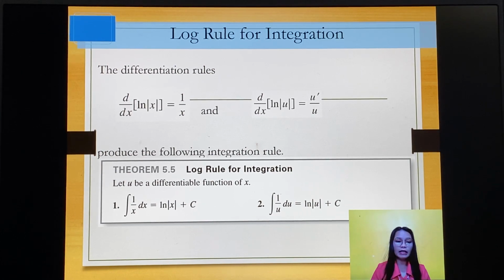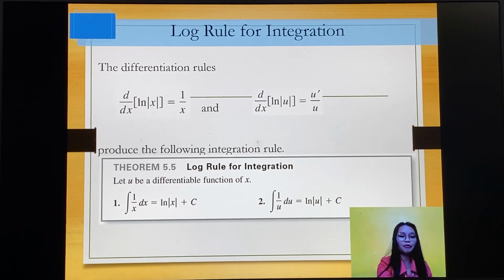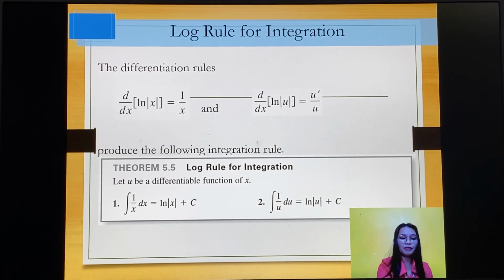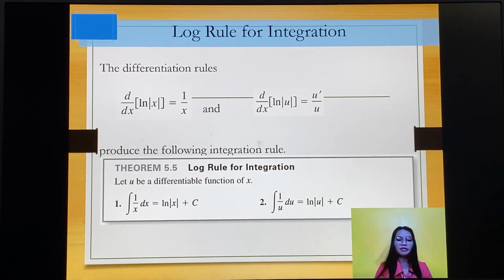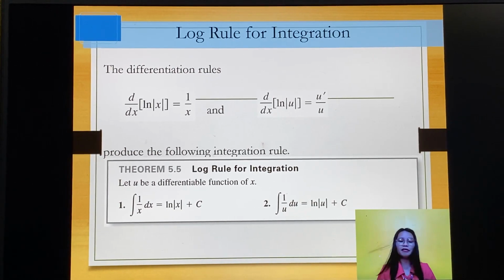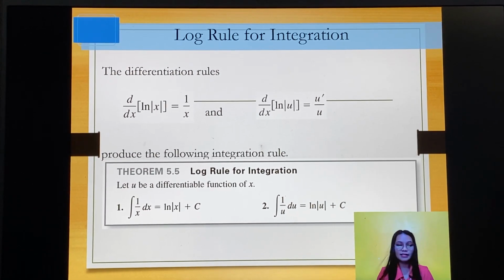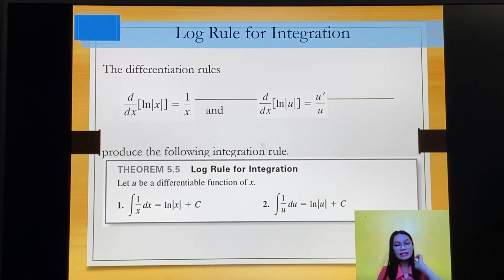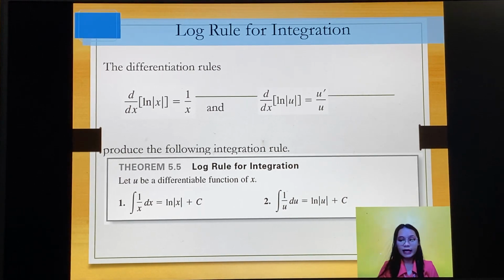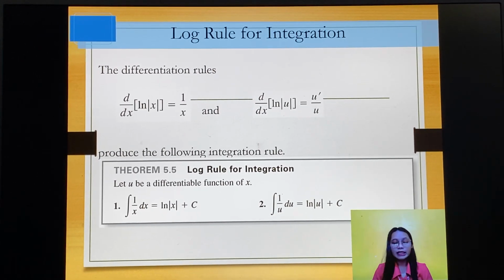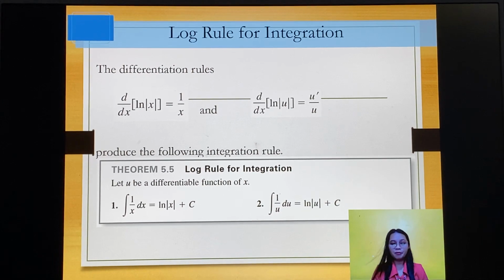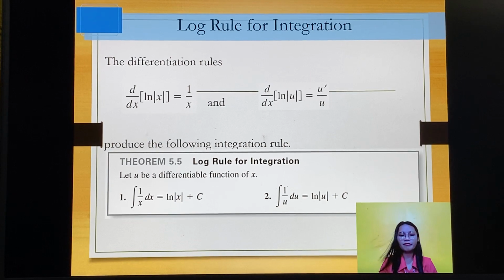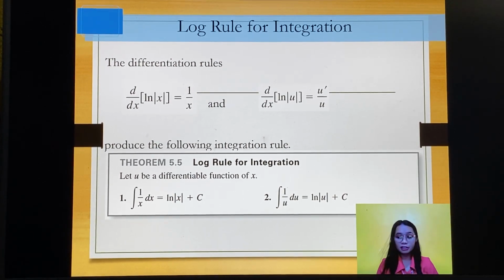So the first theorem, Theorem 5.5, the log rule for integration. Let u be a differentiable function of x. The first one: the integral of the reciprocal of x with respect to x is equal to the natural logarithm of the absolute value of x plus the constant c. The other one, number 2: the integral of the reciprocal of u with respect to u is equal to the natural logarithm of the absolute value of u plus the constant c.